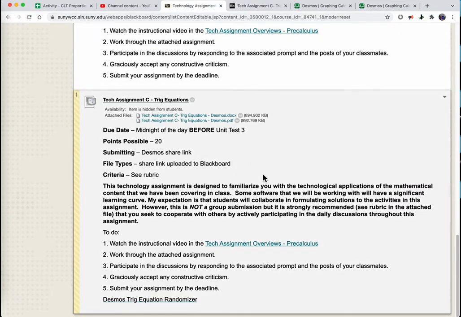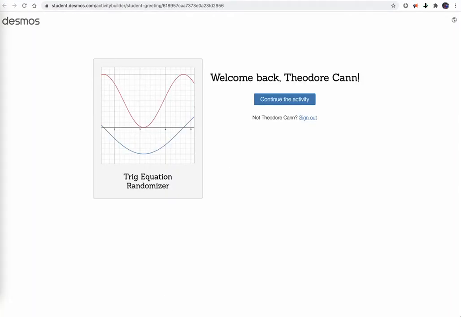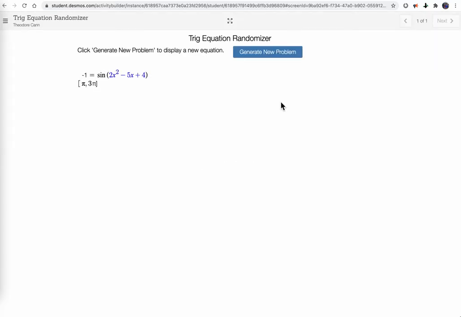If you go into the technology assignment, you'll see Desmos Trig equation randomizer. So you'll come to this link, and then you'll just have to click on continue to the activity, assuming that you're logged into Desmos. If not, you'll create an account or log in. You should all have accounts by this point, though. So generate a new problem if you don't like the first one that you see there, but if this one's fine, then just go for it. But you know, I'm just going to go down the line a little bit and grab something funky.